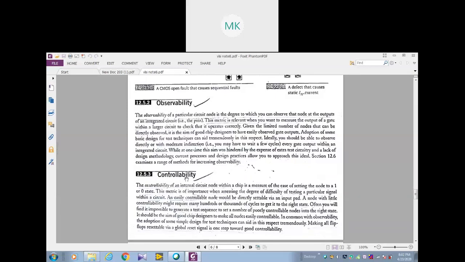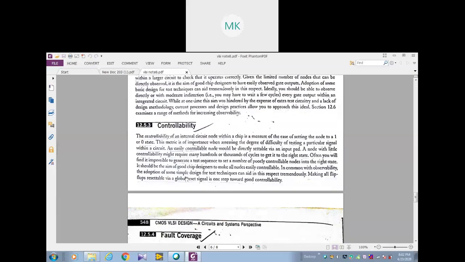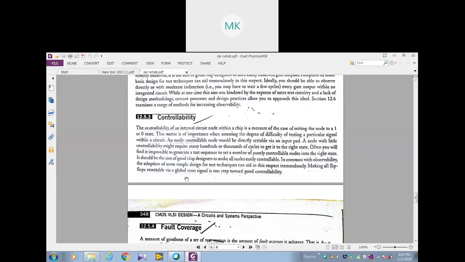Next, controllability. Controllability means the ability to change the state of the node from the outside. Okay, the ability to change the state of the internal nodes from the outside pins, that is called controllability. Again, it is the duty of the design engineer to make your device more controllable. Sometimes a few instructions are enough to change the internal state, sometimes you have to go for thousands of cycles to make that input 1 or 0. Getting? Now this is called controllability.